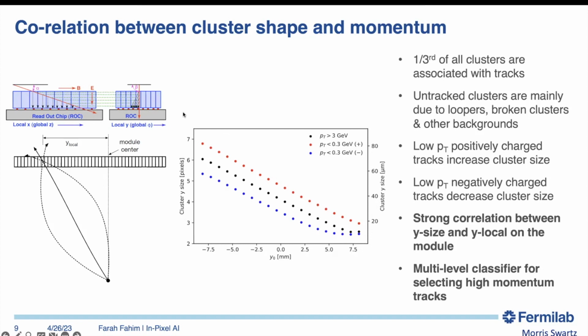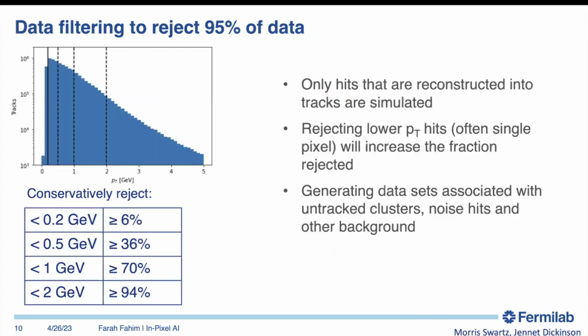So based on this information, we decided we need to create a multi-level classifier for selecting high momentum tracks. So essentially what we do is we've created a classifier which says 0, that means it is high momentum, -1, it's negatively charged low momentum, +1, positively charged low momentum. So anything that is non-zero is thrown out.